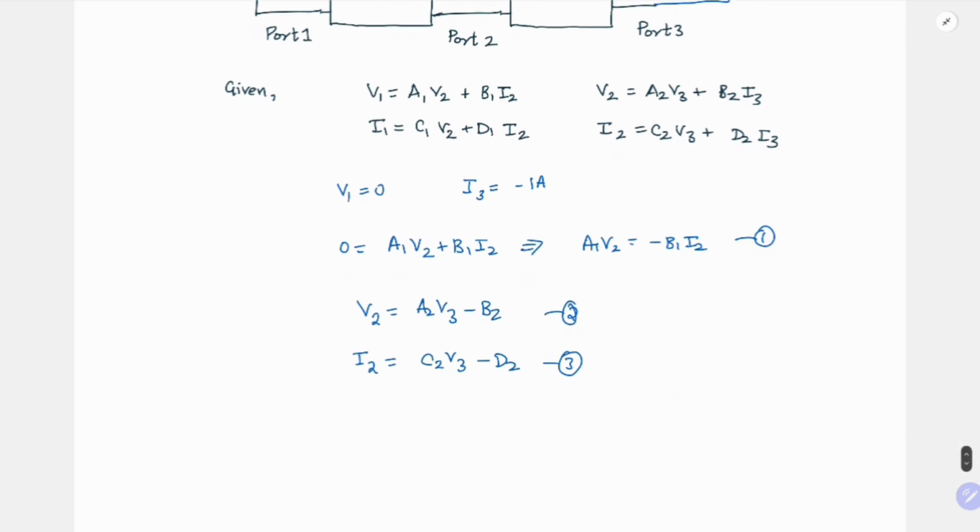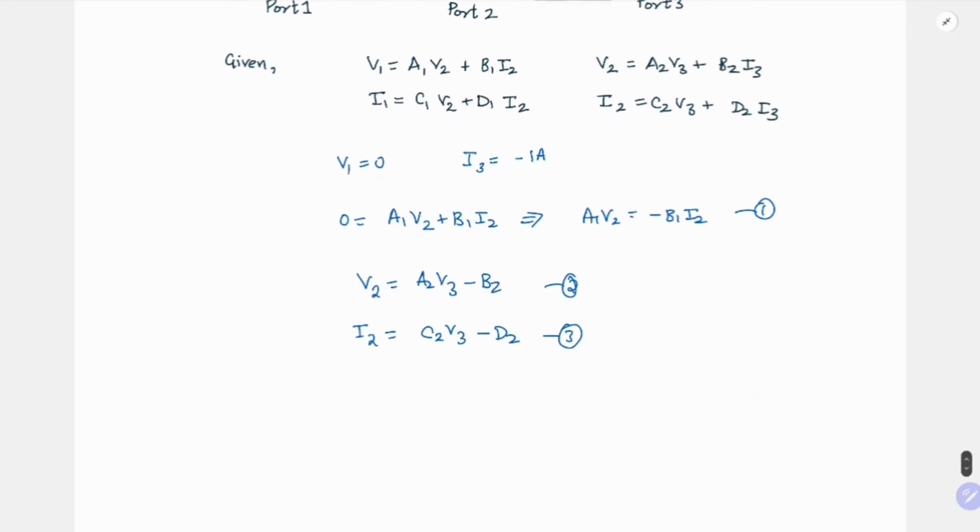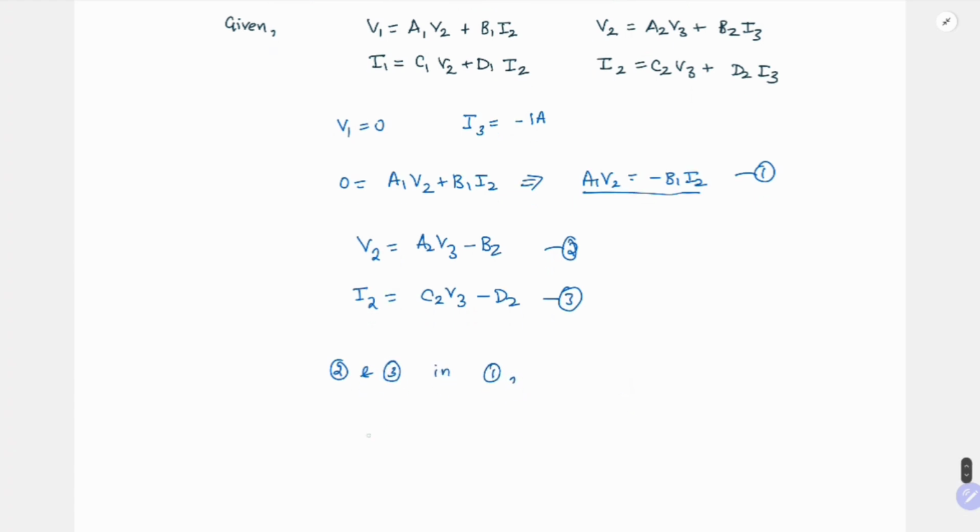So then what other equation are we left with? This I1 equation. But we actually don't need that equation. If you notice, we already have an equation relating V2 to I2, and we have an equation relating V2 to V3 and I2 to V3, and we just need to find V3. So what we'll do, we'll substitute 2 and 3 in 1. So 2 and 3 in 1. So then what we'll get?